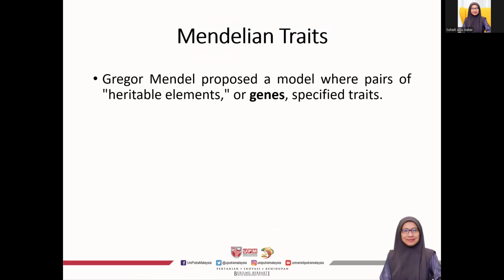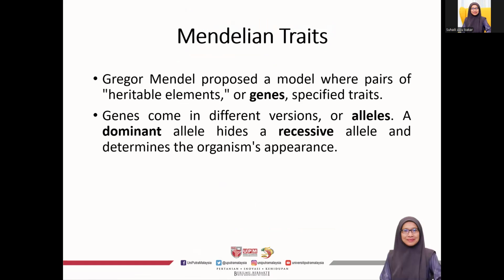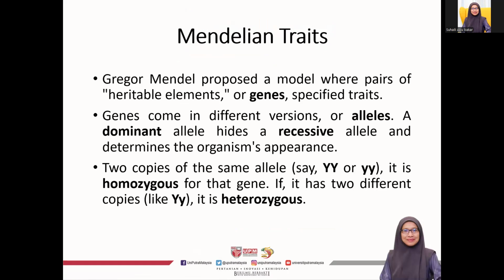Genetics started with Gregor Mendel, who discovered that traits are inherited through genes. These genes come in different versions called alleles. Some alleles are dominant, meaning they overshadow recessive alleles. If a person inherits the same allele from both parents, like big Y, big Y, or small y, small y, they are known as homozygous. And if they inherit different copies, like big Y, small y, they are heterozygous. So understanding the concept helps us to trace these inherited traits.